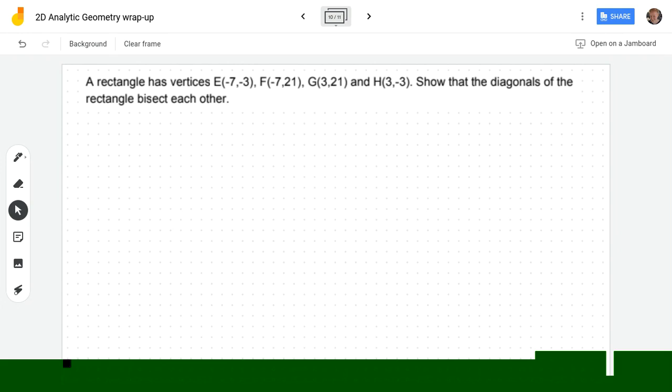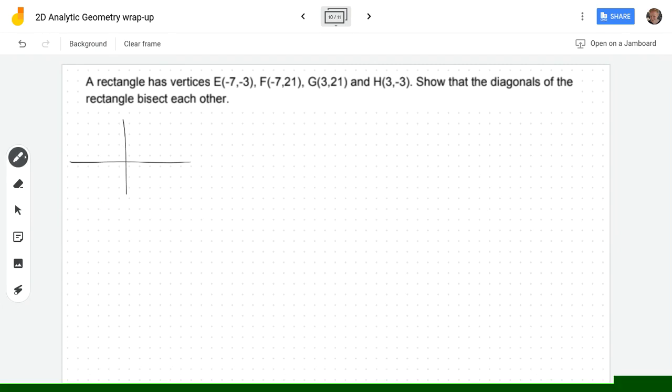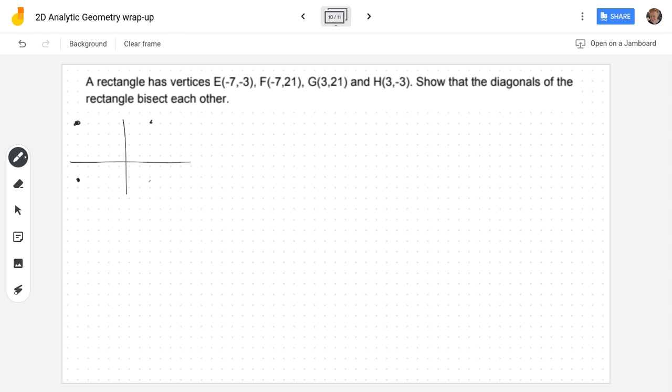Okay, so I'm going to start with a quick little sketch so we can orient where these lines are going to cross. E is (-7, -3), so it's down in quadrant 3. F is (-7, 21), so it's up here, directly above. G is (3, 21), and H is at (3, -3). So it's looking pretty rectangular with that quick little sketch.